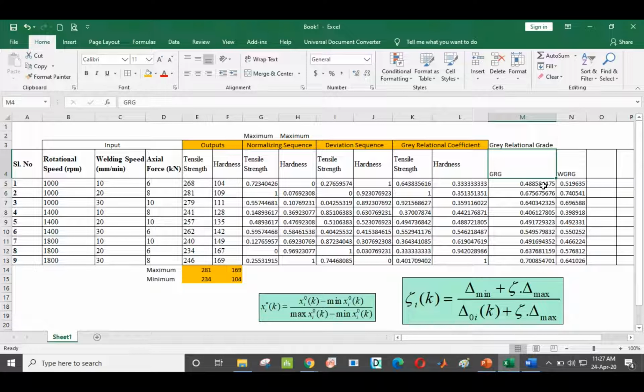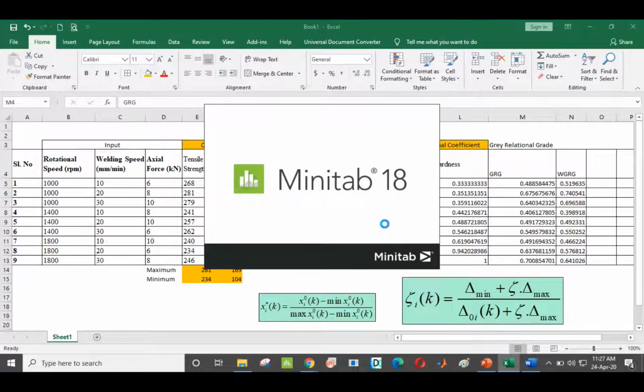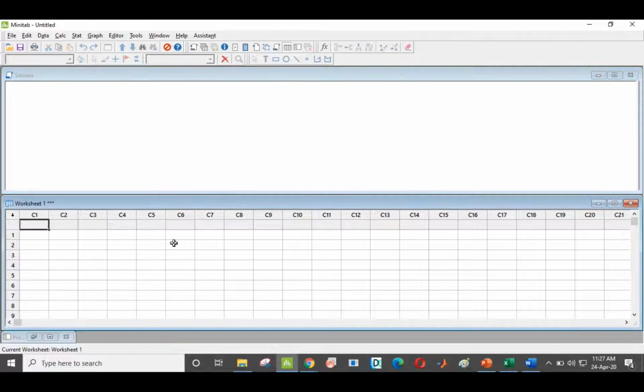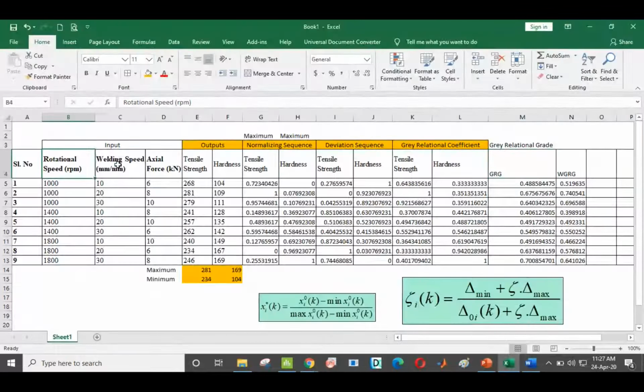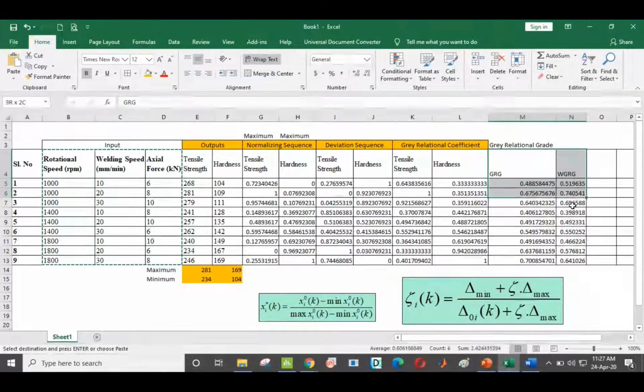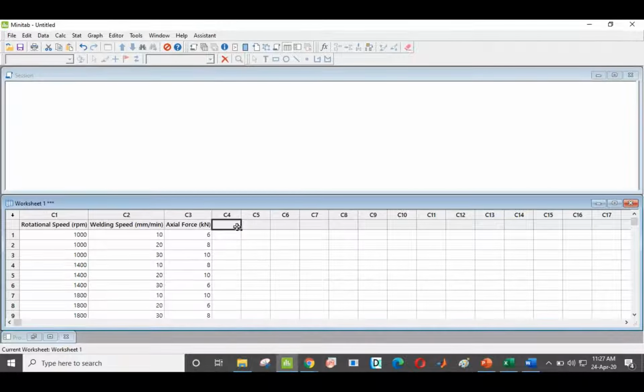Now how to determine the ideal conditions from this gray relational grade? For this, we require the Minitab software for drawing the main effects plot based on the response table. So first I am going to just copy and paste. So these are my inputs. For any analysis I need an input. I am going to use both of these for your understanding.